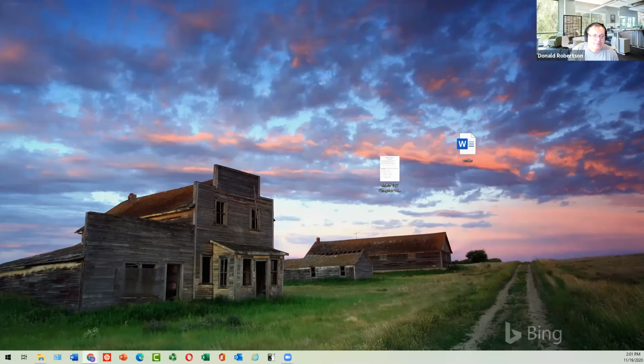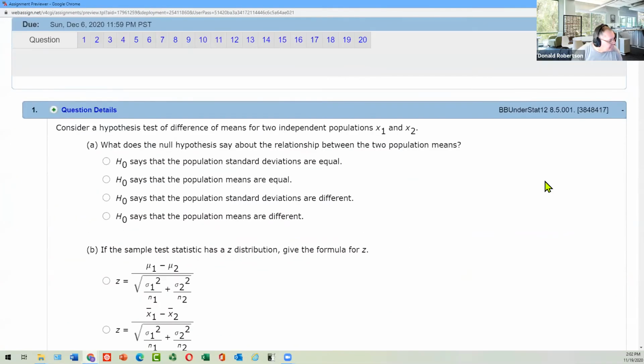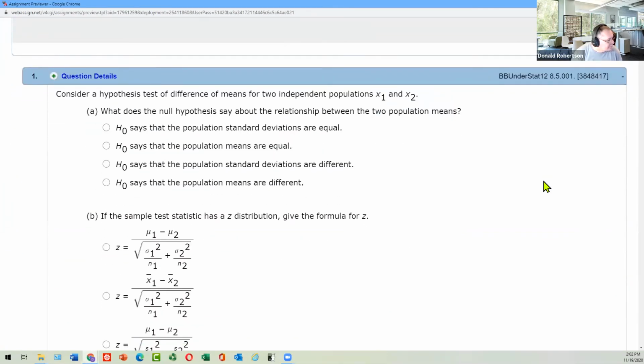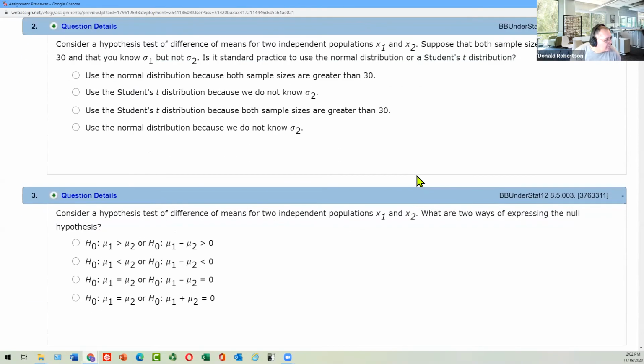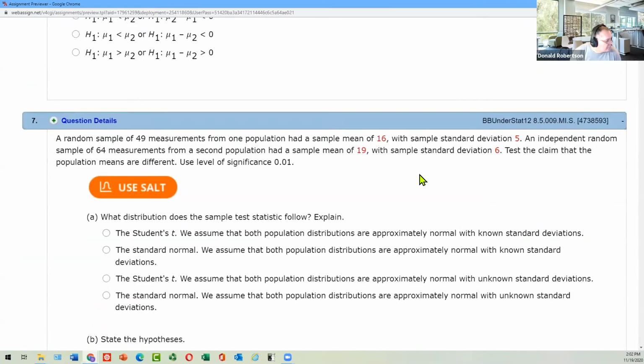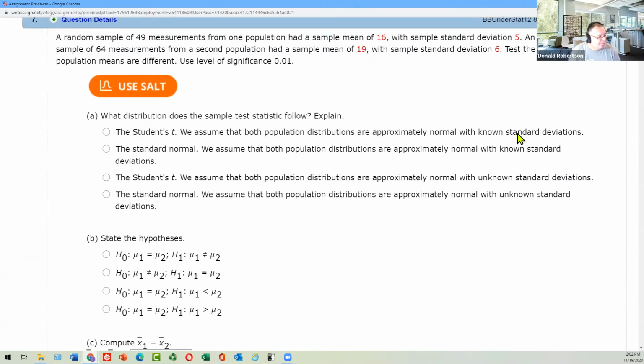Just waiting for it to load up. Okay. Here we go.